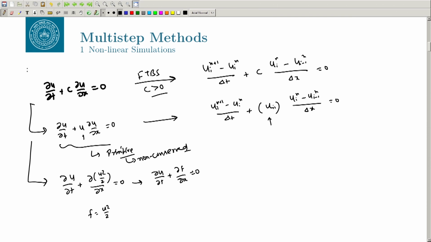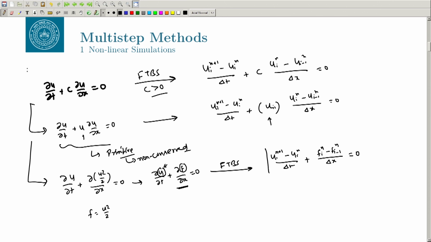And then if you apply FTBS to this, you do not have a hard choice, because you can easily fix f to be backward in space. This depends on x and this on time, so this is forward. So, u_i^(n+1) minus u_i^n by delta t plus f_i^n minus f_(i-1)^n by delta x equal to 0, right.